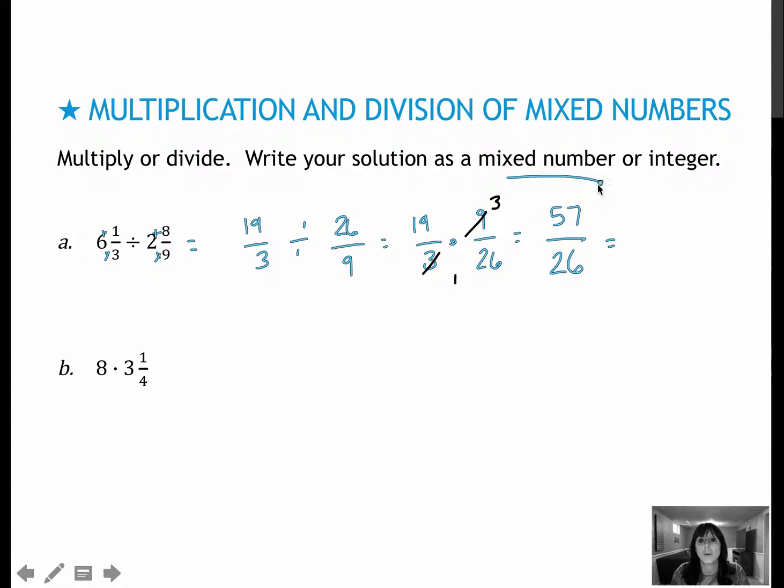If I turn this into a mixed number, 26 would go into 57 2 times evenly, because 26 times 2 is 52, which means there's 5/26 left over.